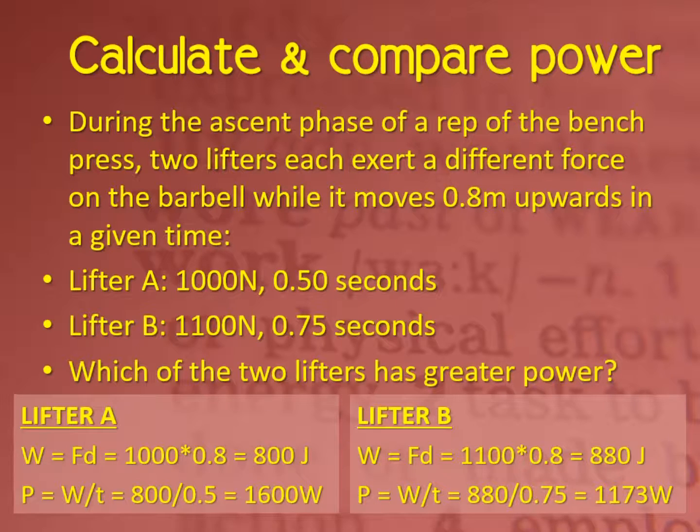For lifter B, we can see that he's actually not quite as powerful. The force times distance, 1100 times 0.8 meters, means that 880 joules of work were done. However, it took longer to do it. So when we take the power equation, the 880 divided by 0.75 means the second lifter only had a power of just under 1200 watts. So lifter A has the greater power, even though the amount of force he's putting out in total is actually smaller. And that's all we're going to go through on work and power.